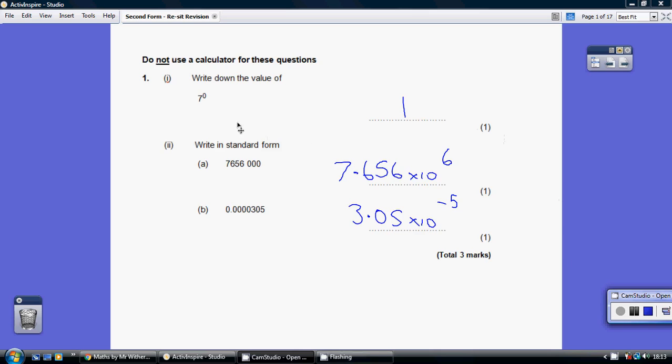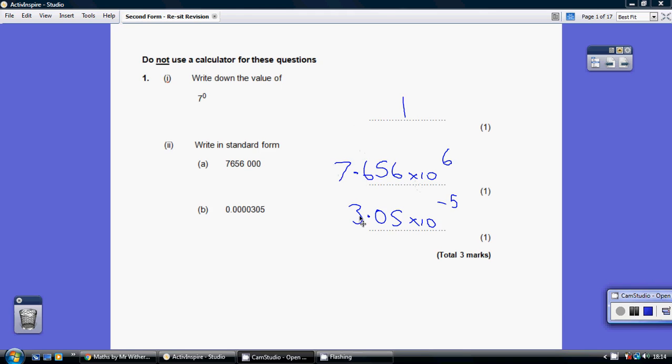Question 1. Anything to the power of naught is 1. If this, for example, had been 7 squared, that means 7 times 7, which is 49. Or if it had been something cubed, say for example 2 cubed, that means 2 times 2 times 2, which would have been 8.